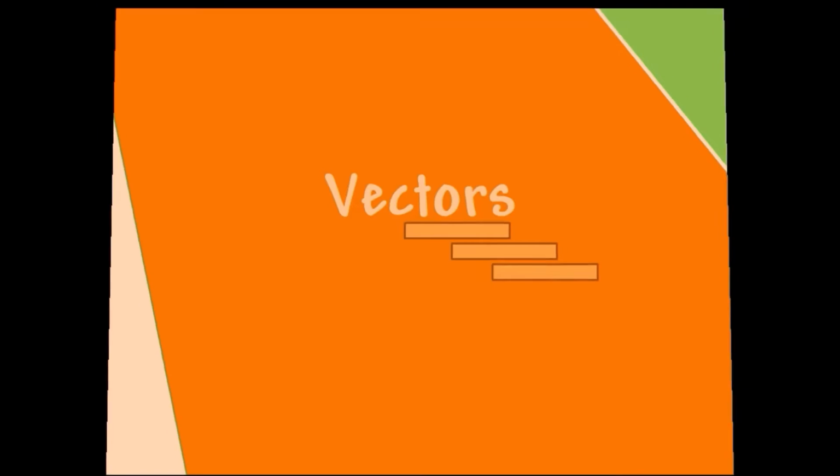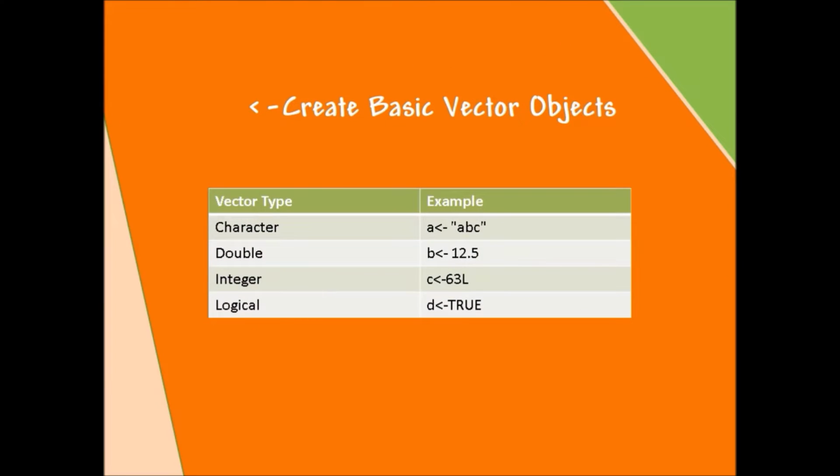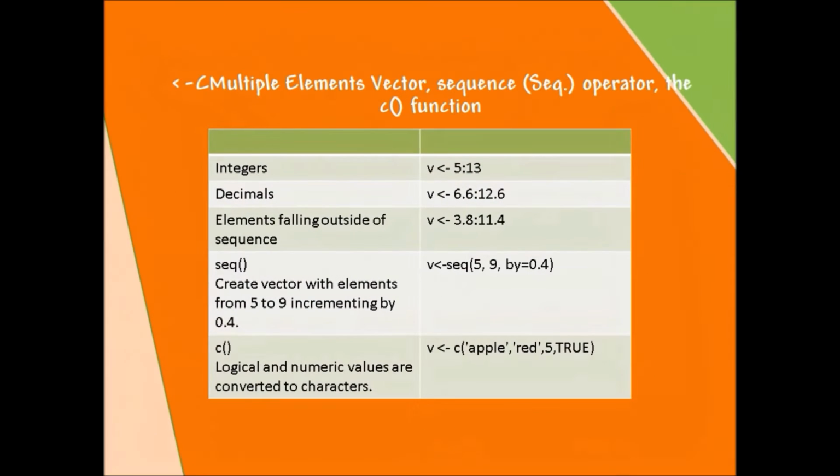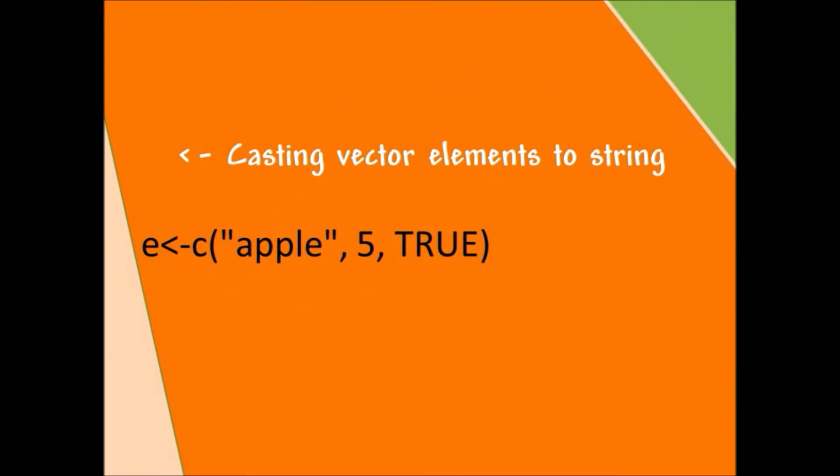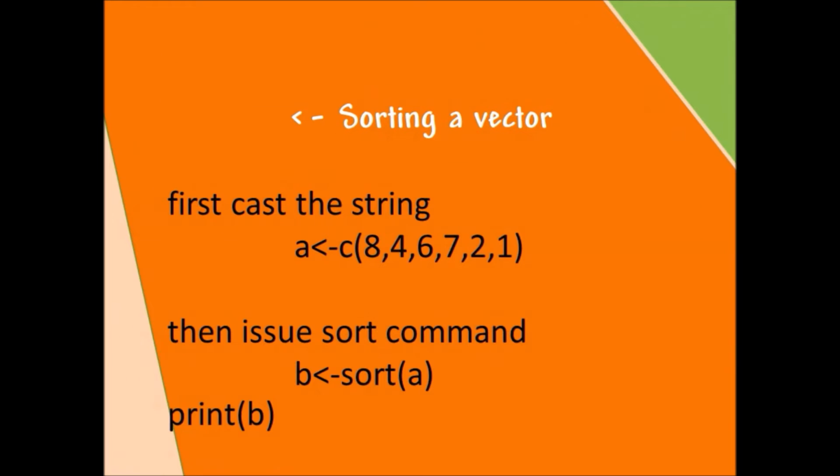We will cover a few topics. First will be how to create a vector. Next, we will cover the various ways to create a vector by sequencing. We will also create a vector by combining multiple elements. We will do this with the C function. Each of the elements will be cast into its own string. Finally, we will demonstrate how to sort a vector.